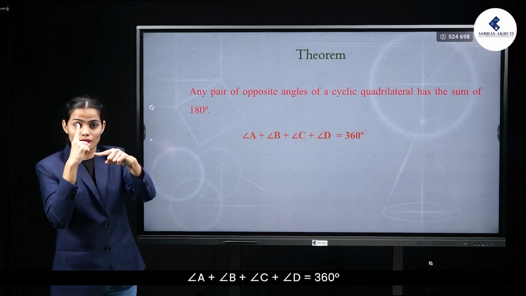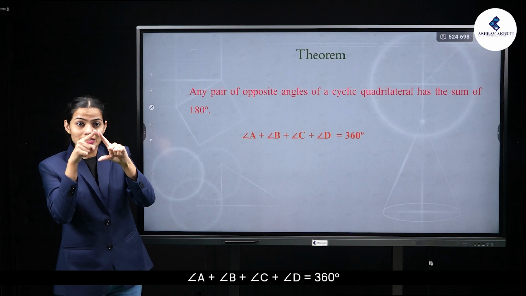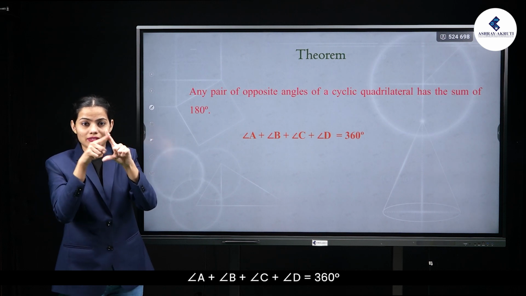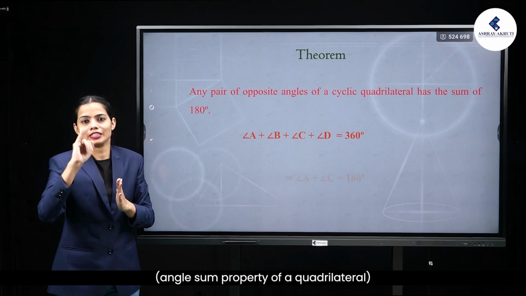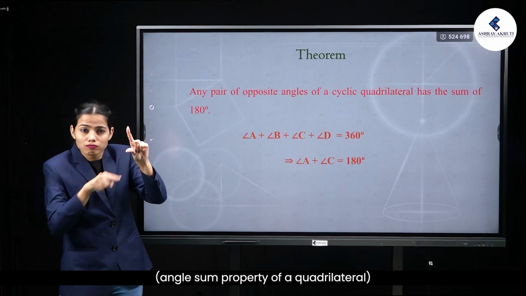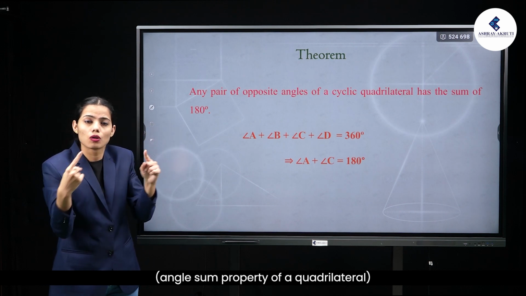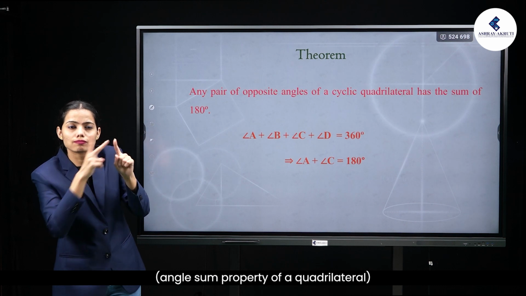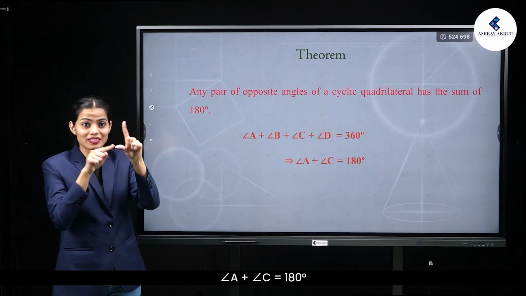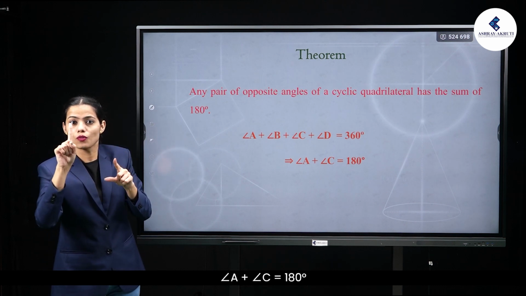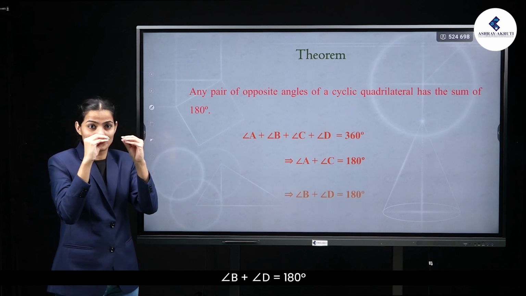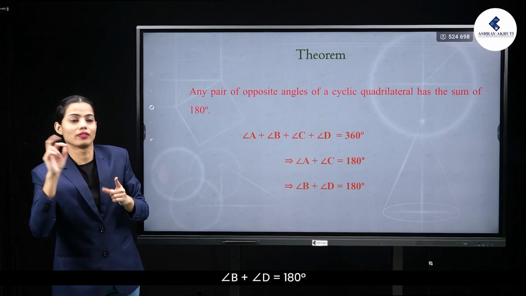Angle A plus angle B plus angle C plus angle D is equal to 360 degrees, by the angle sum property of a quadrilateral. Angle A plus angle C is equal to 180 degrees. Angle B plus angle D is equal to 180 degrees.